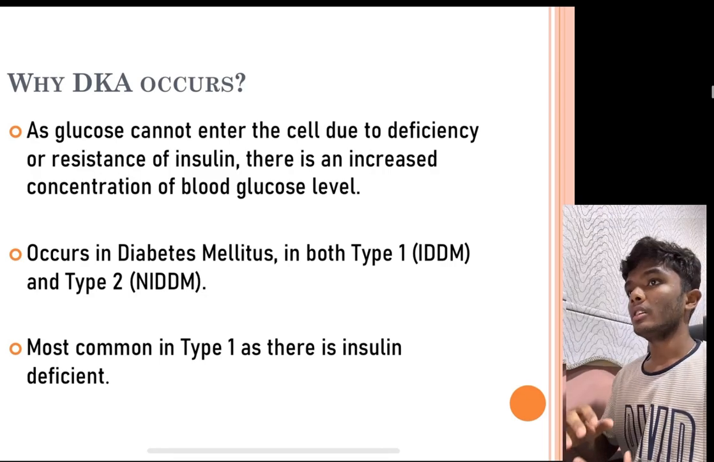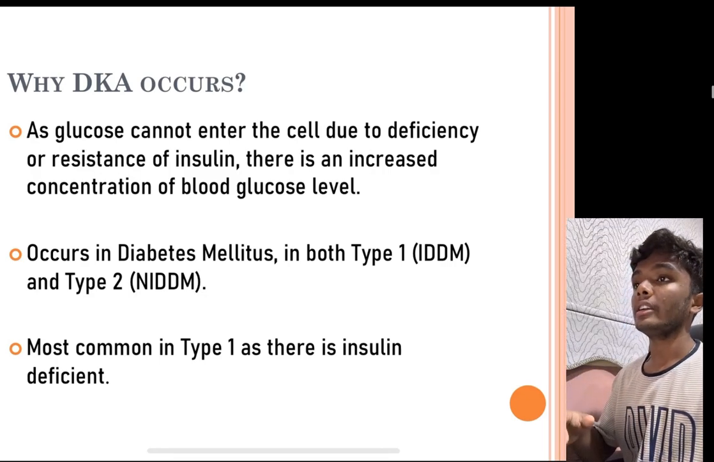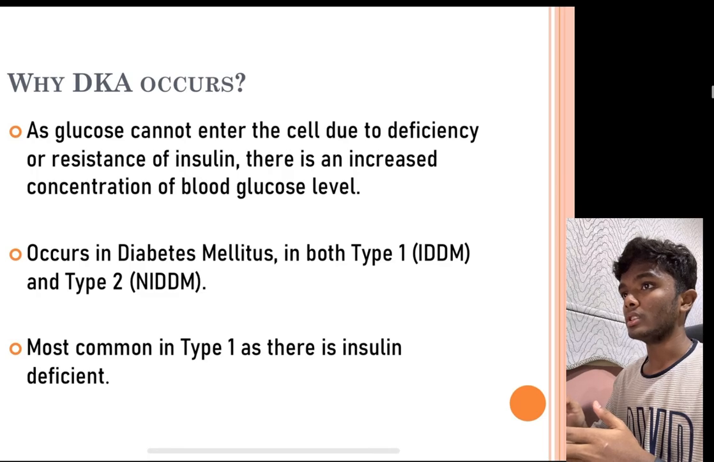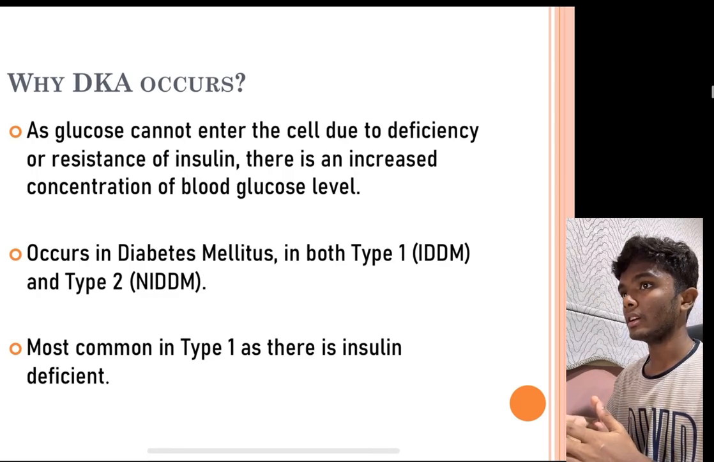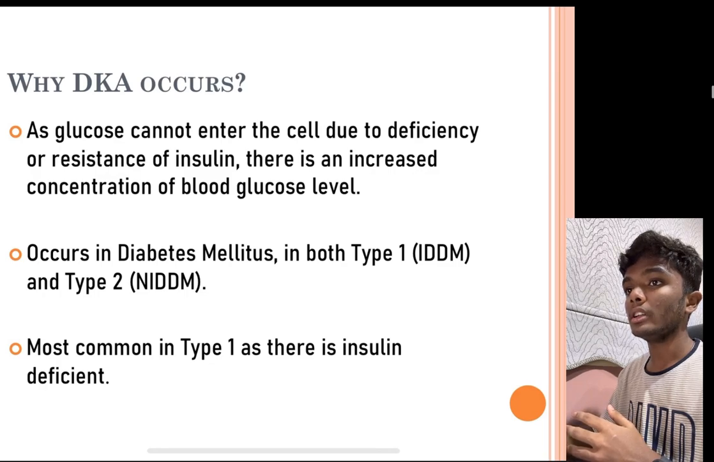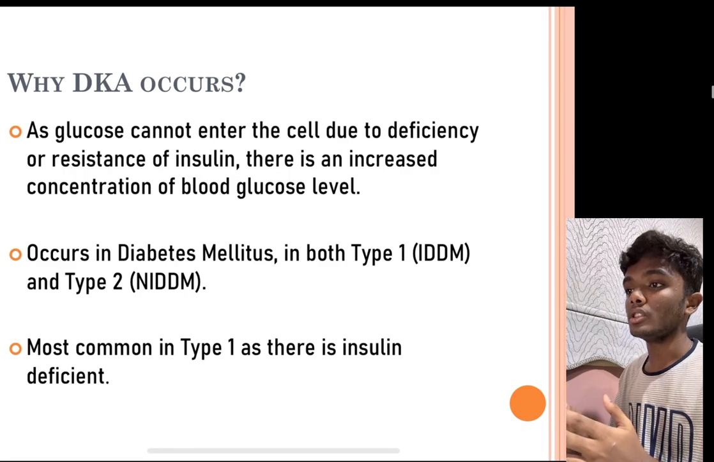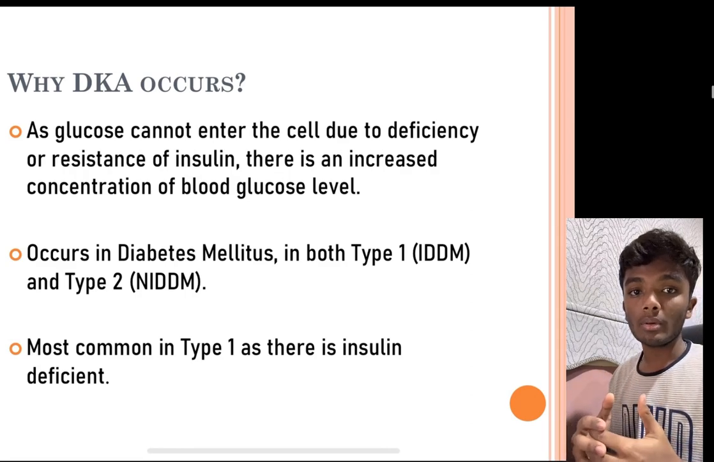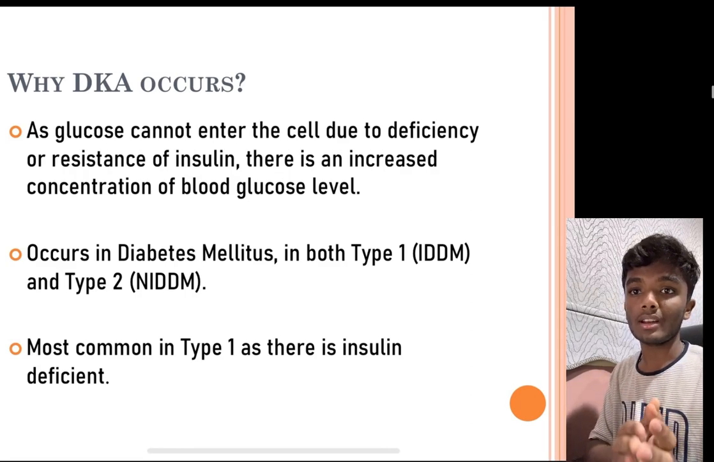Ketone bodies are acidic in nature, so when their amount increases in blood, it causes an acidic condition to the blood. Diabetic ketoacidosis can occur in both type 1 and type 2 patients, that is, insulin dependent type as well as non insulin dependent type. But it is most common in the patients of type 1 diabetes as there is insulin deficiency. It's because in type 2 diabetes there is insulin resistance, whereas in type 1 the insulin amount is deficient.